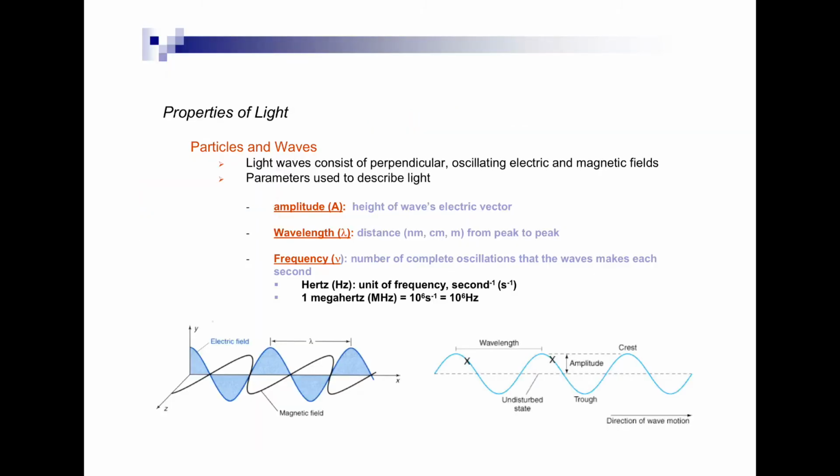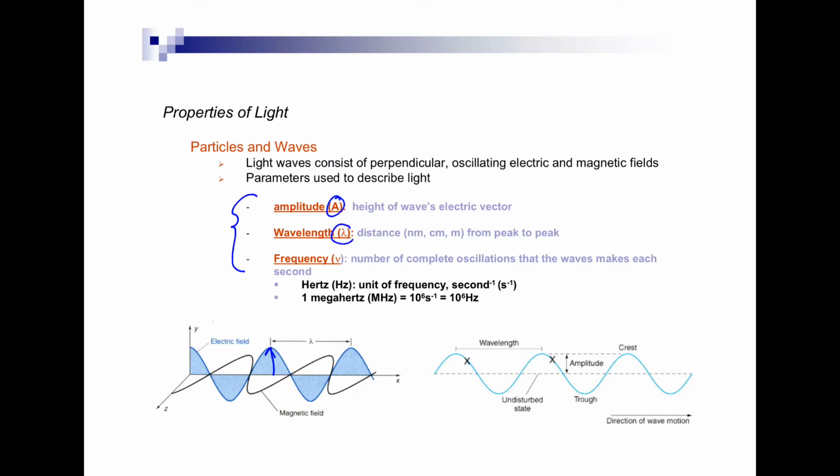We should first review some of the properties of light. We're going to look at light here as just a wave, even though there is wave-particle duality. And we want to talk about some ways that we characterize waves. The first one is amplitude. Amplitude is the height of the vector.